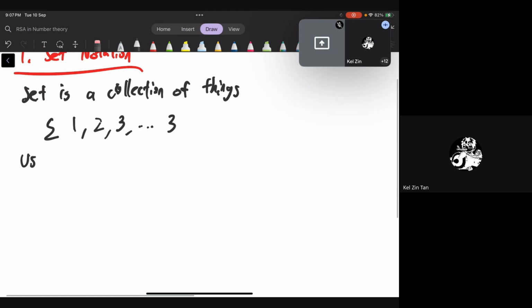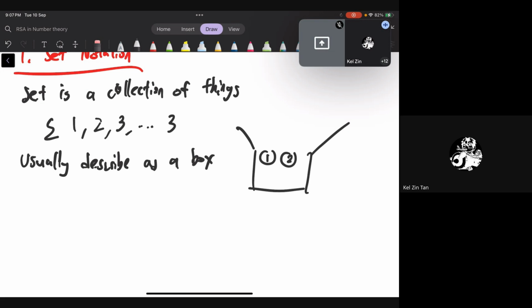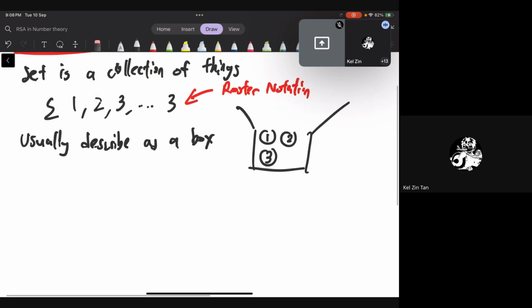It is usually described as a box. For example, you have a box with some elements inside: the set is just the box, and the elements inside are 1, 2, 3, and so on. We call this roster notation, or you can call it enumerate notation. Basically, you list out all the things inside the set, and you can have whatever stuff you want, for example names. There isn't really much restriction on what elements can be put inside a set. There are some paradoxes, but that is out of our scope of discussion.